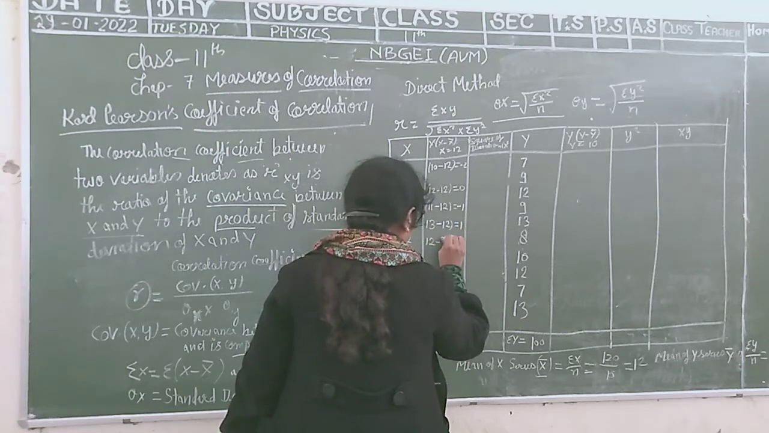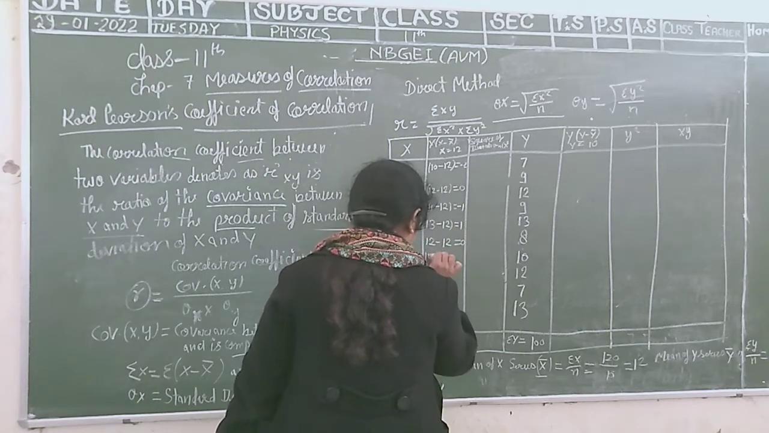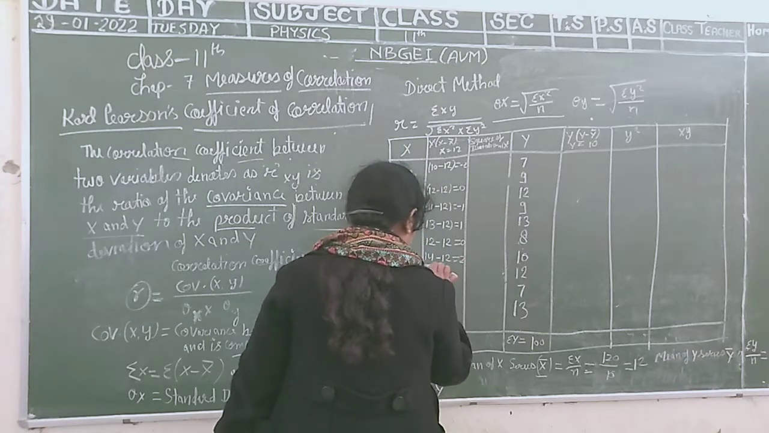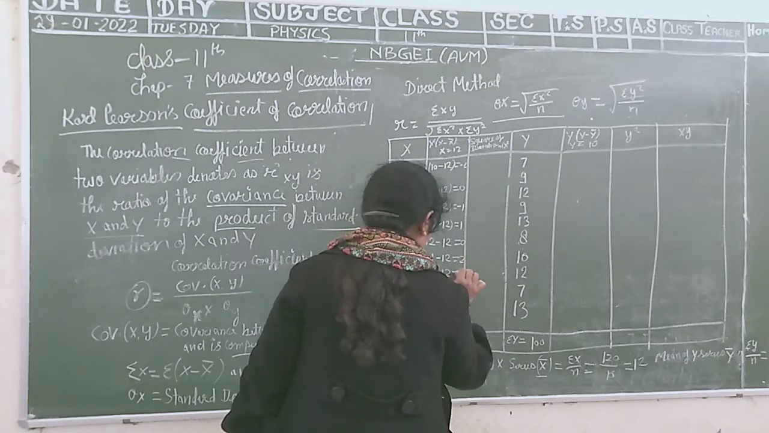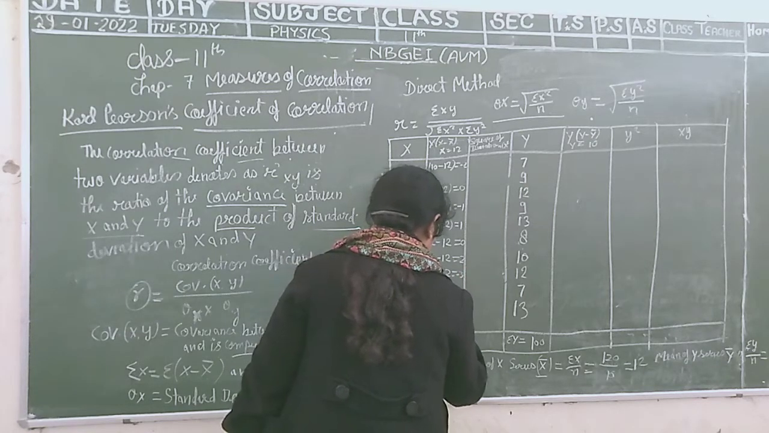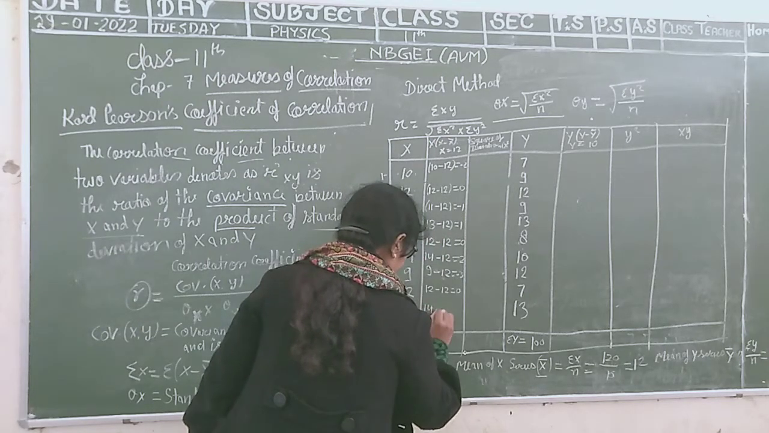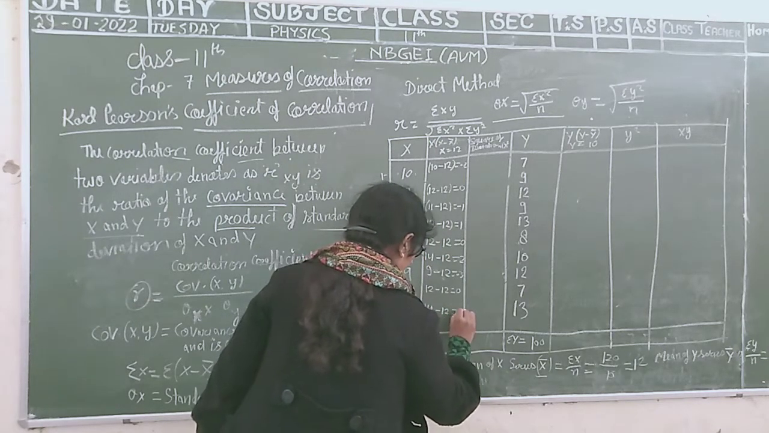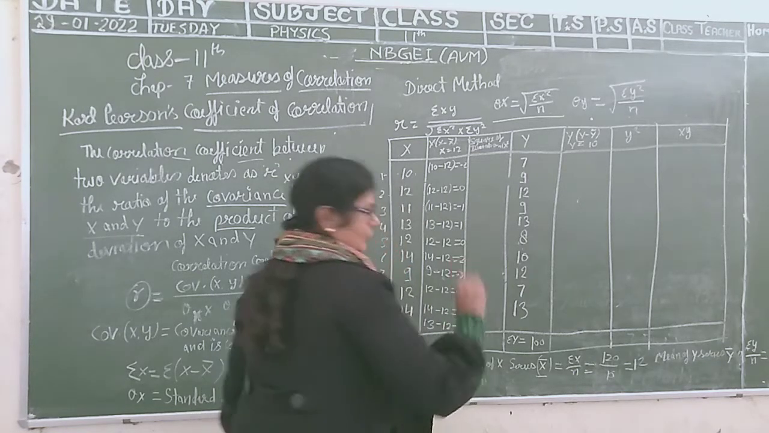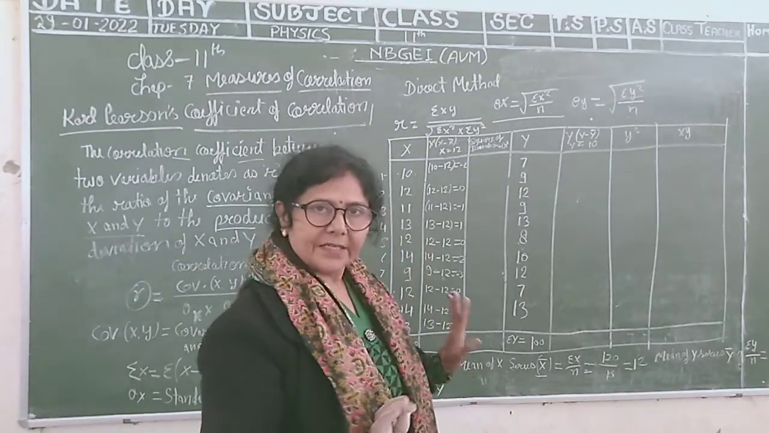12 minus 12 equals 0. 14 minus 12 equals 2. 9 minus 12 equals minus 3. 12 minus 12 equals 0. 14 minus 12 equals 2. 13 minus 12 equals 1. Okay? Clear?